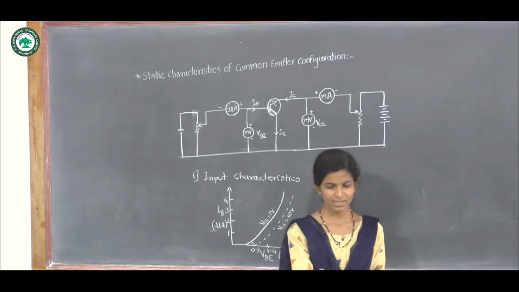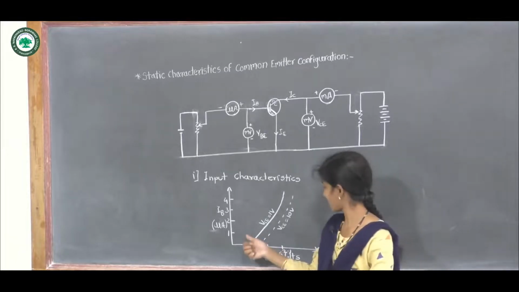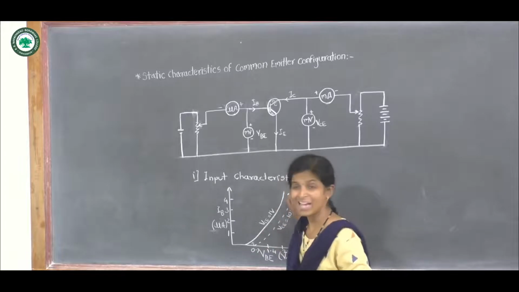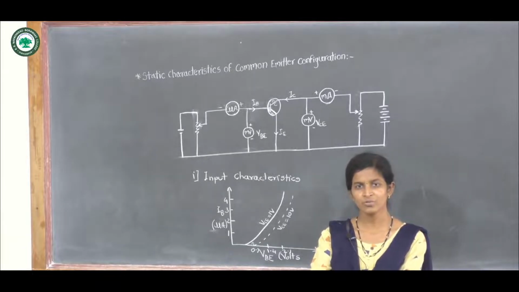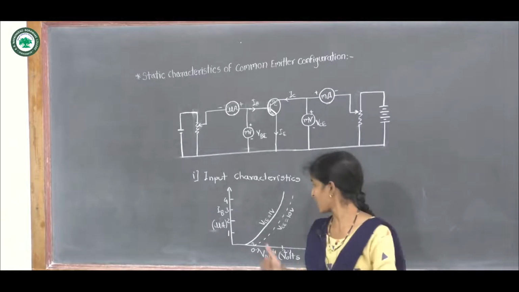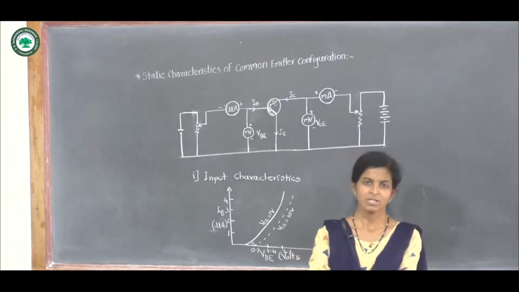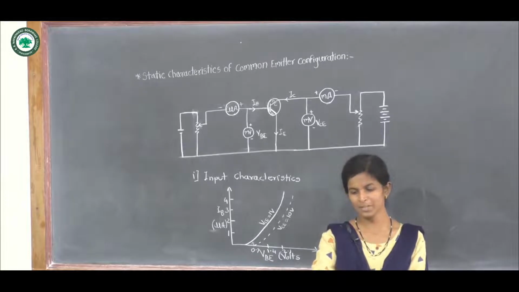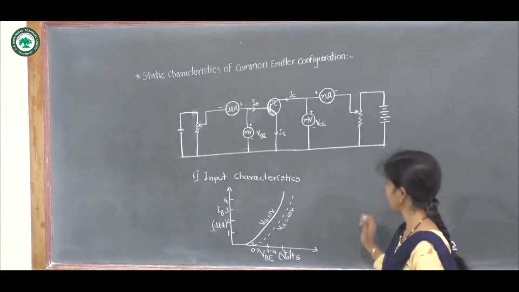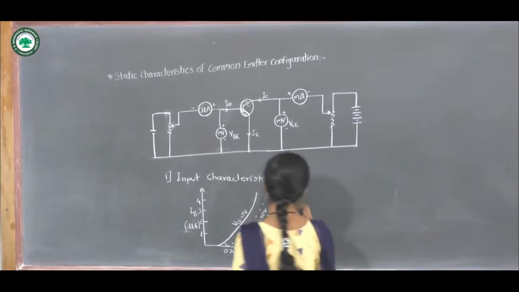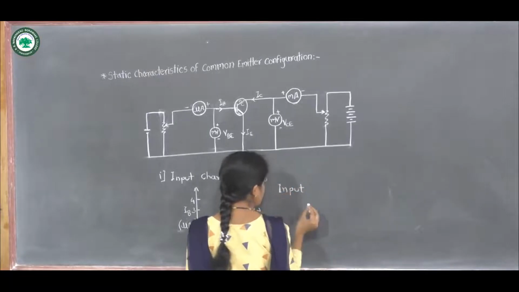Then the second conclusion is that as compared to the common base arrangement, IB increases less rapidly. This IB increases slowly with change in VBE as compared to the common base configuration. Therefore, the input resistance of common emitter circuit is higher than that of common base circuit. So we will see the input resistance of this common emitter configuration.